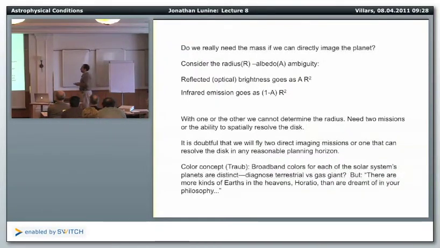So, you can make arguments, as Traub did, based on colors, that maybe you can determine whether an object is lunar-like or gas giant-like or Earth-like based on the color and then the brightness. But that is an argument based on only the planets in our solar system, and it's too bad that Shakespeare didn't quite say this, or make Hamlet say this, but he should have, because this is really the point: there are going to be more kinds of planets in the heavens than we can really dream of. And so unless we actually get absolute values for the fundamental physical parameters, we're always going to be wondering what the heck we've been looking at.